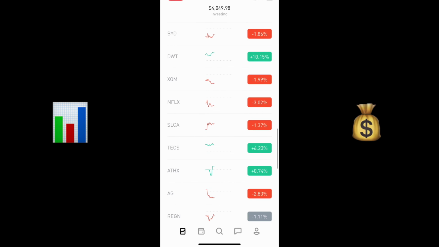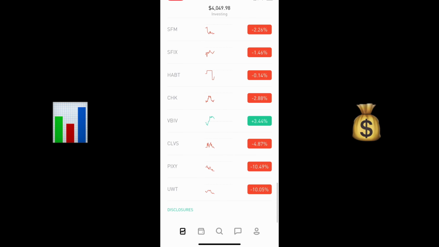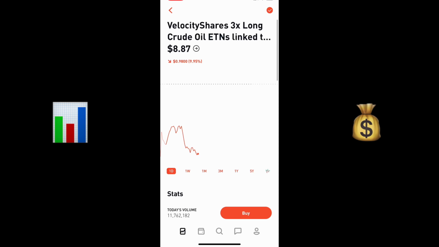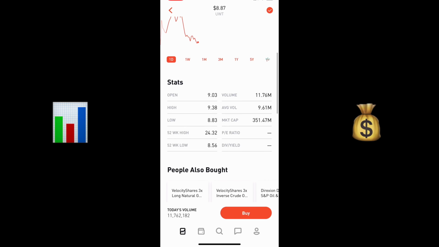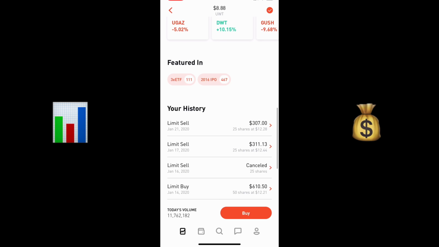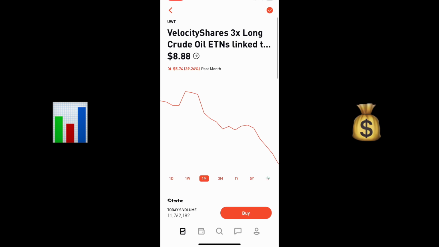If I scroll down here, you can see I'm going to go to a ticker UWT. That is a long crude oil ETF that I've traded recently, and it tracks the price of crude oil. So if I scroll down to the bottom here, you can see I bought for about $600 and then sold it in two lots for about $300 each for a small profit. Today, I'm looking to buy some of these shares as they've gone down significantly since I last sold.